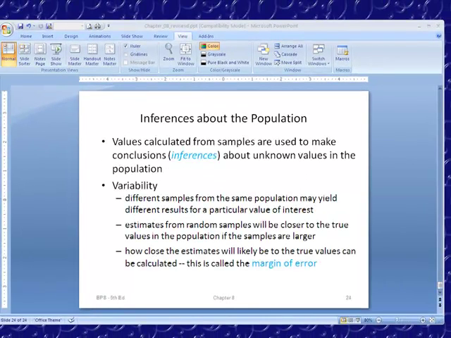Now, why is it so important to get a good sample? Well, we take the values calculated from these samples to make conclusions or inferences about the population. So if we don't have a good sample and we're making these generalizations to the population, not a good thing. So we really want to make sure we have a very good representative sample.